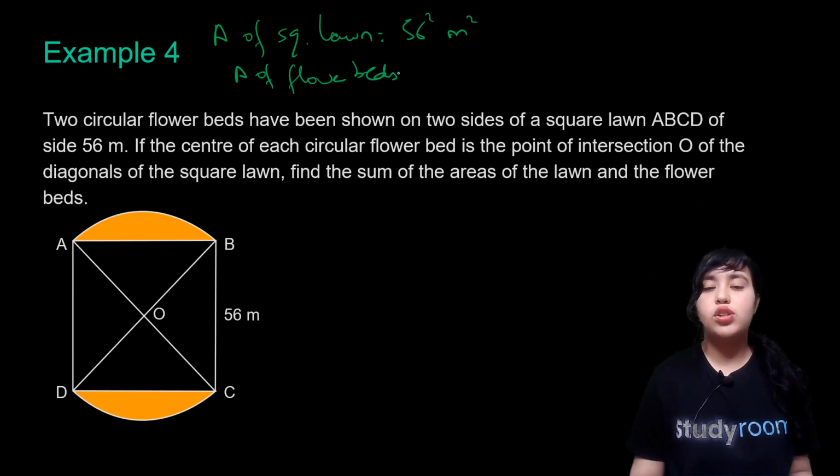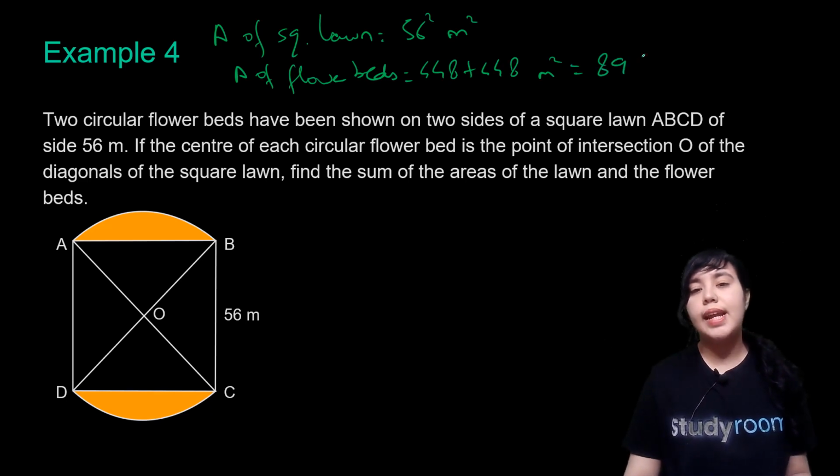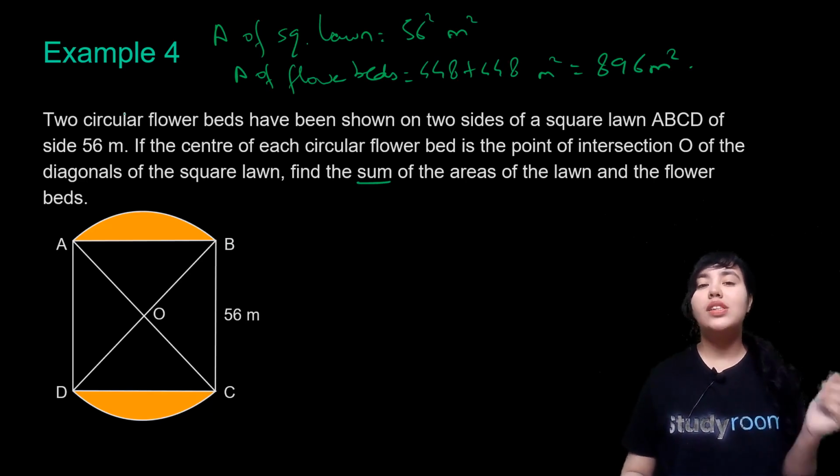So there are two flower beds, right? Both of them have an area 448. So you just add them up. So that becomes 448 plus 448, that is 896 meters square. But you had to find the sum of the area of the lawn plus the flower bed.